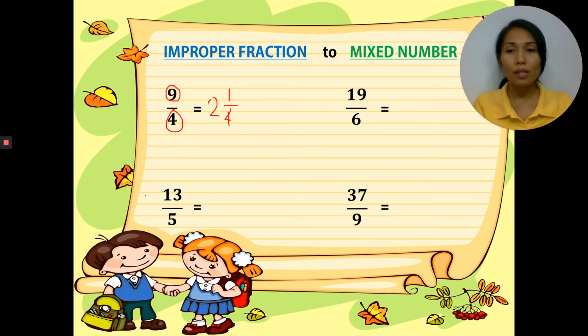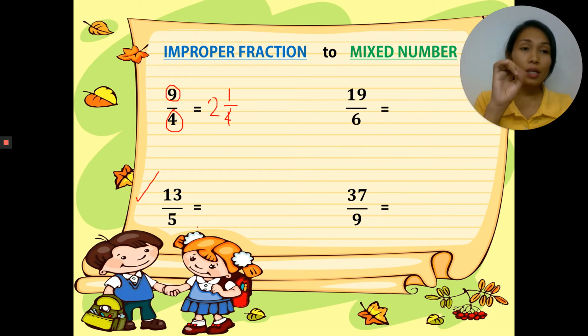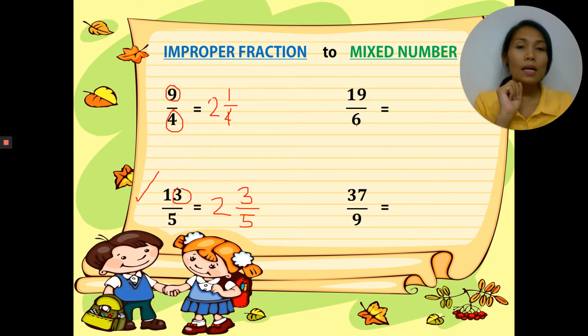Okay, let's try with this one. How many 5s are there in 13? 5, 10, 15. 15 is too much. So we got only 2 there. 2 5s in 13. 2 5s is 10. And here is 13. So we need 3 more to get 13. And then copy the denominator 5. Easy, yeah? How about 19/6? How many 6s are there? 6, 12, 18, 24.